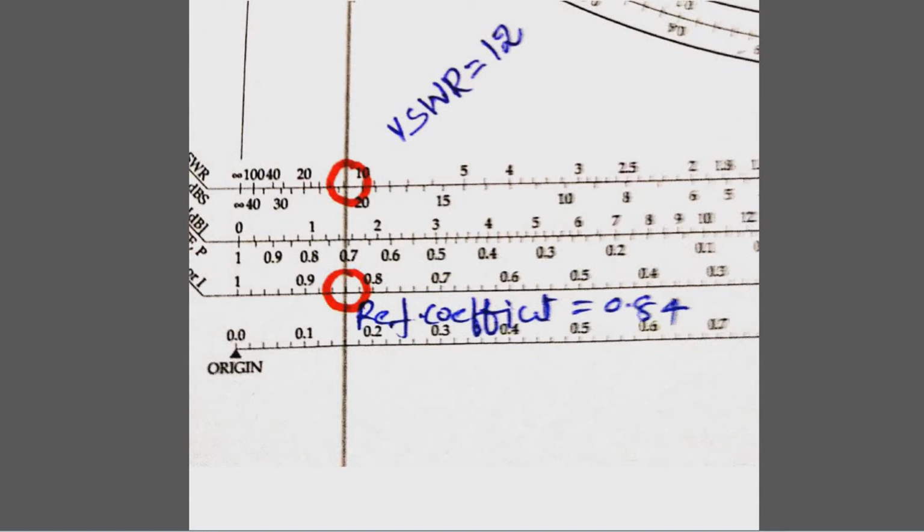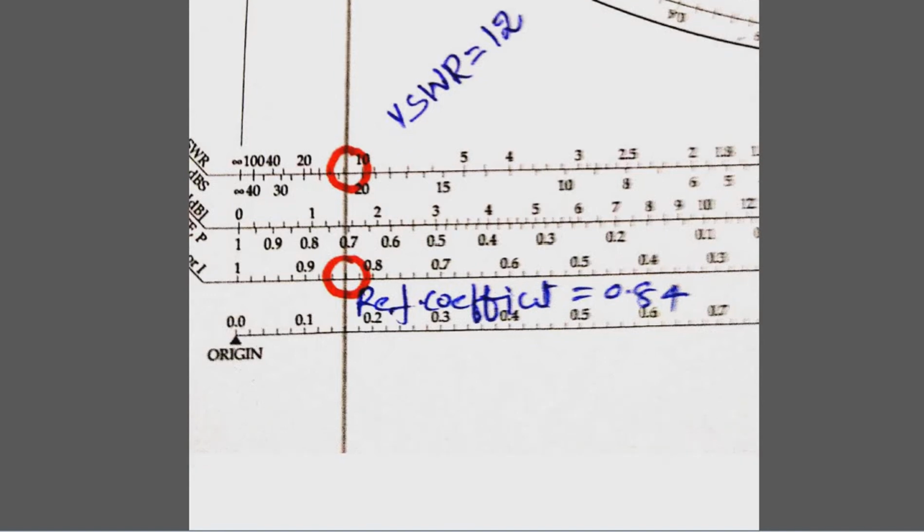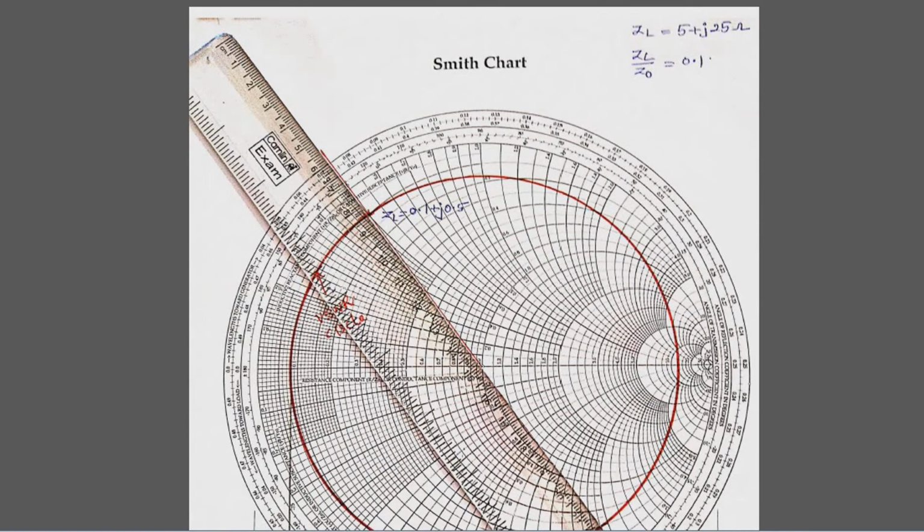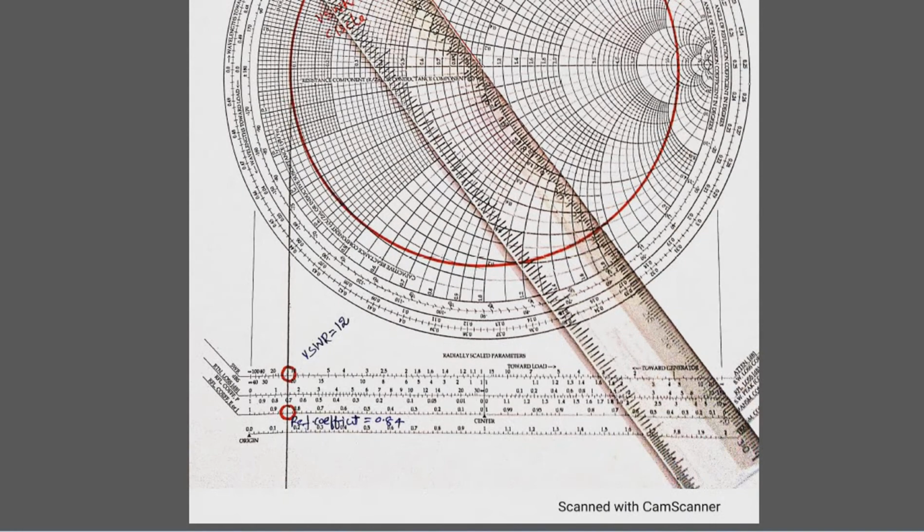So what we have done: first we marked the normalized ZL on this Smith chart. After that I made a VSWR circle. That tangent was extended onto the scale. I found 2 parameters relevant to the transmission line: the first is the VSWR, the second is the reflection coefficient. Then our graph looks like this. See, this line extended, VSWR found, reflection coefficient found.